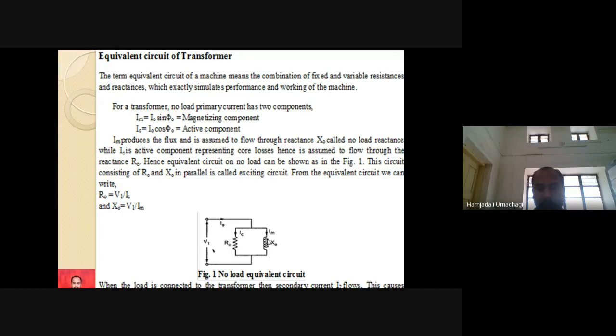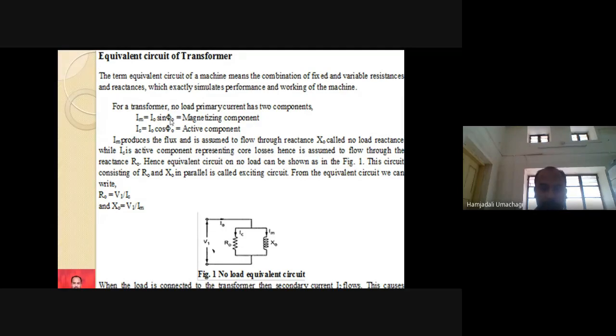Similarly, no load reactance X naught is equal to input voltage V1 divided by the current flowing through X naught, which is IM. So X naught is equal to the total voltage available across X naught, that is V1, divided by magnetizing current IM, that is X naught is equal to V1 by IM. Then the value of IM in terms of I naught is I naught sine phi naught, whereas IC is equal to I naught cos phi naught. This much you have to write first.